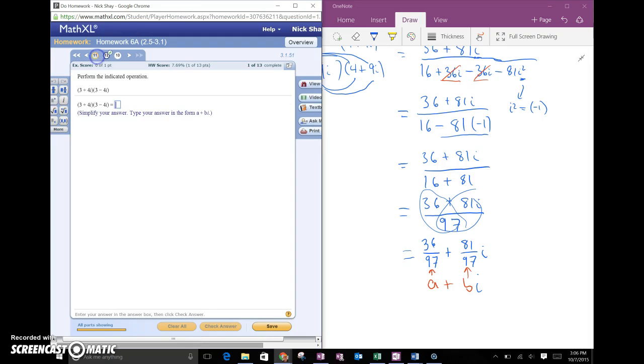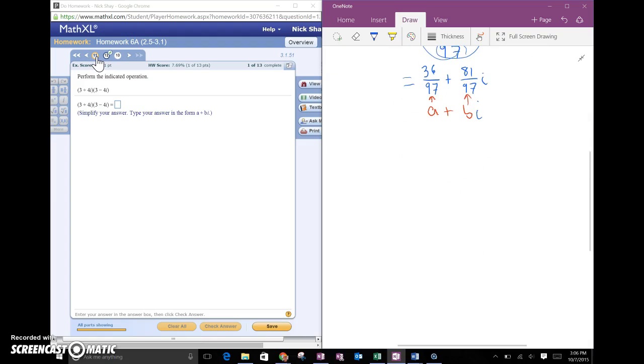Let's take a look at number 11. 3 plus 4i times 3 minus 4i. Well, we're just going to FOIL again. 3 times 3 is 9. 3 times negative 4i is negative 12i. Now we're going to do inside. 4i times 3 is plus 12i. And then 4i times negative 4i is negative 16i squared.